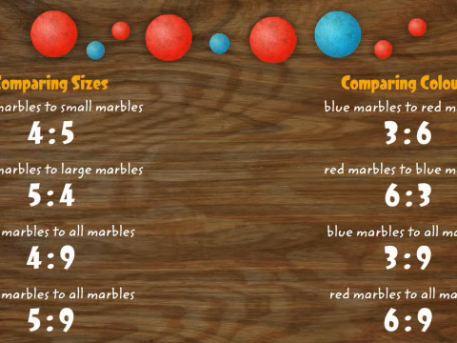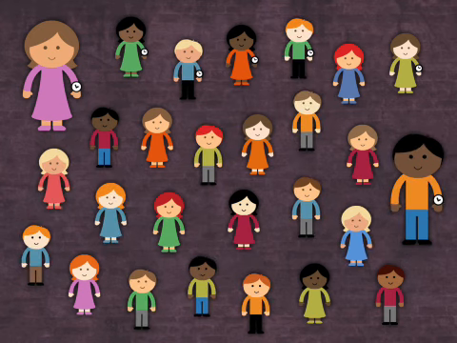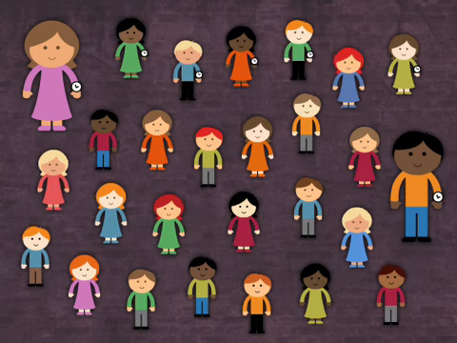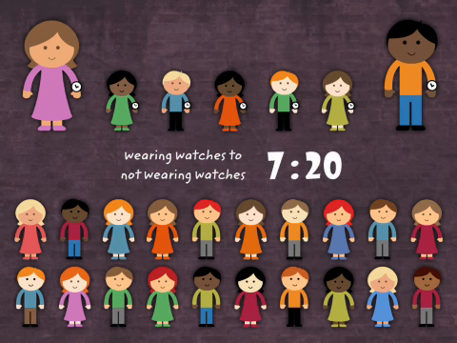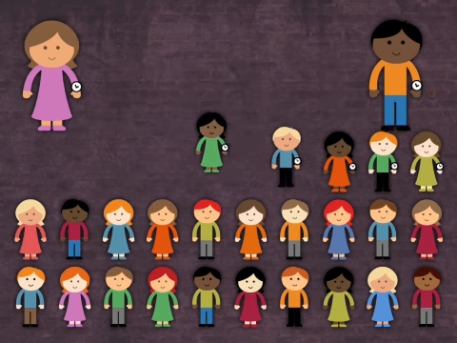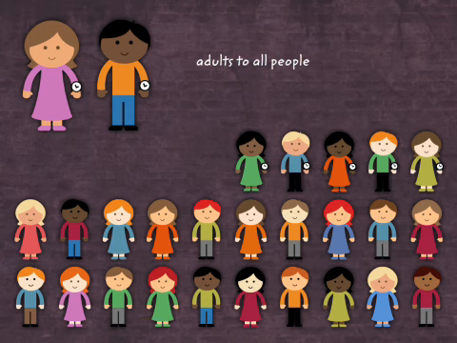Items that we group together when we use ratios to make comparisons do not have to be identical. Let's look at this classroom. Every person is unique, but we can still use ratios to write comparisons. The ratio of people wearing watches to people not wearing watches is 7 to 20. The ratio of adults in the classroom to people in the classroom is 2 to 27. Now it's your turn. What ratios could you write for the people in your class?